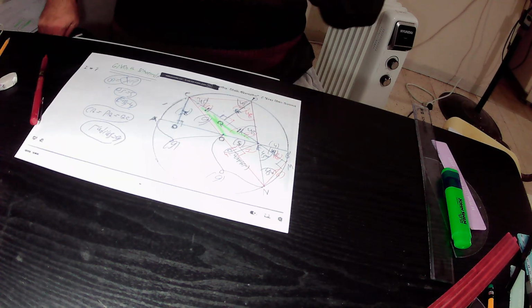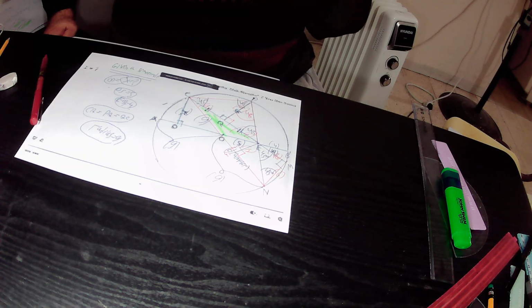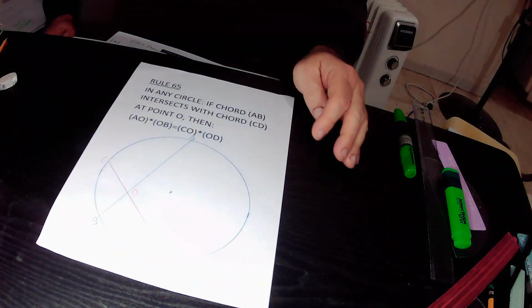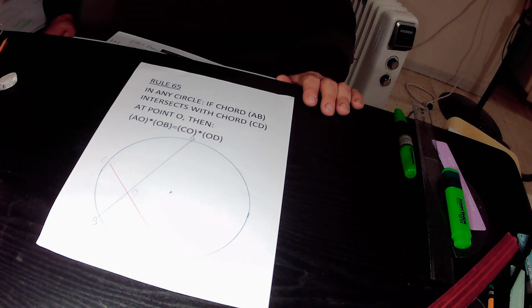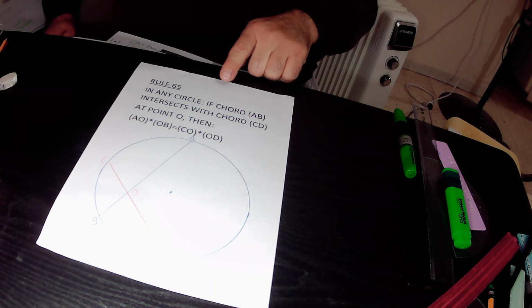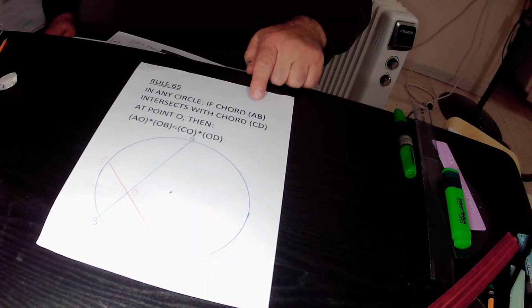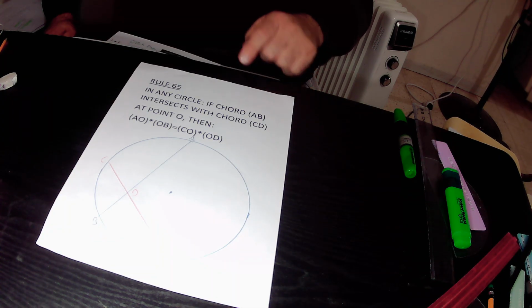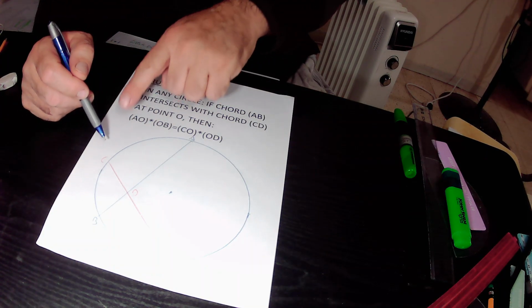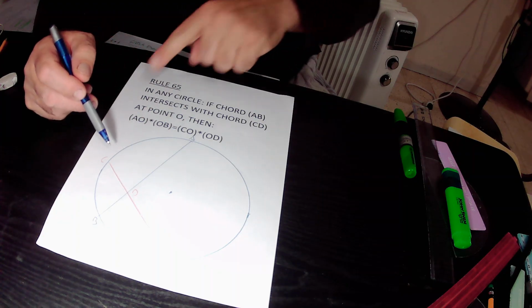In the next step, we will implement Rule 65 in our drawing. Let me quickly repeat Rule 65. First of all, Rule 65 is true in any circle. This circle could be any circle. In any circle, if chord AB intersects with chord CD at point O, then the following equation is true: AO times OB equals CO times OD. So in the drawing of a circle, chord AB intersects with chord CD at point O.